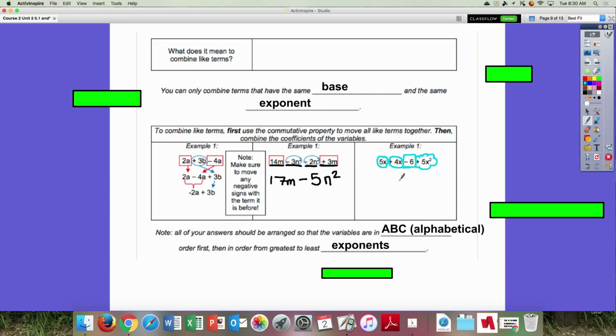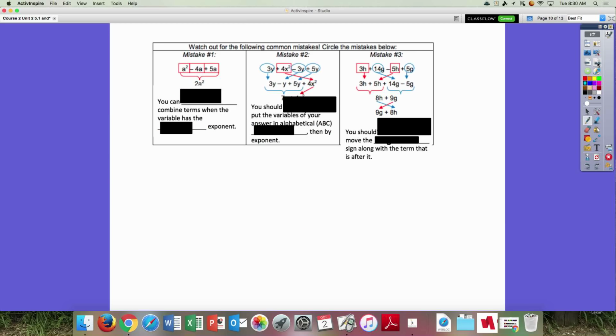All right? So let's start. What's going to go first? My greatest exponent. So that's going to be my 5x squared. I don't have to add, subtract anything to that. That's what's awesome about it. Then, what's 5x's plus 4 more x's? 9x's. And then I just have my minus 6. Done.